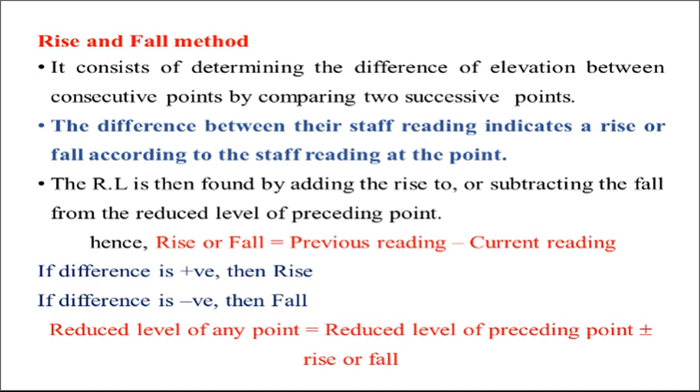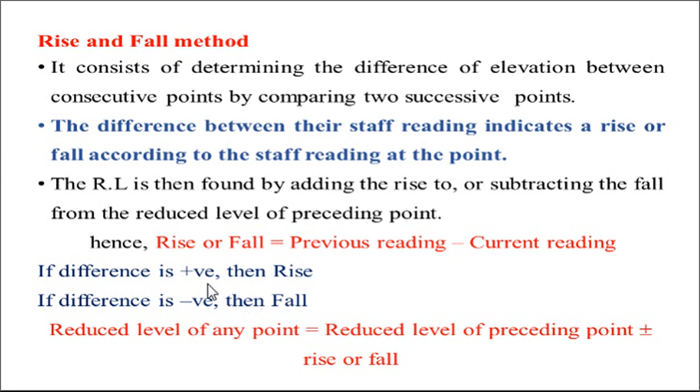The rise and fall method consists of determining the difference of elevation between consecutive points by comparing two successive points. The difference between their staff readings indicates a rise or fall according to the staff reading at that point. The reduced level is then calculated by adding the rise to or subtracting the fall from the reduced level of the preceding point. Hence, rise or fall is equal to previous reading minus current reading.